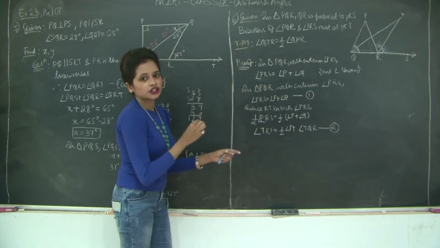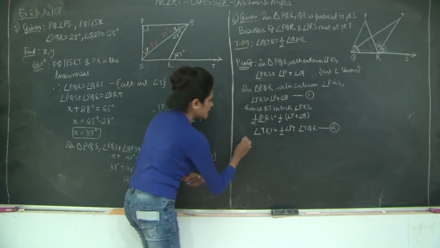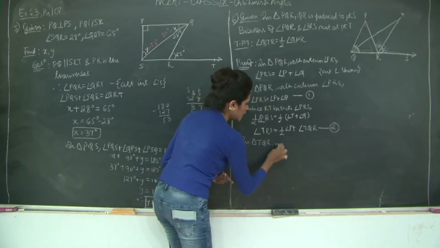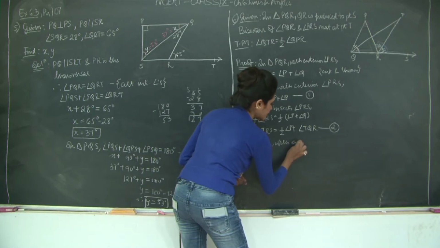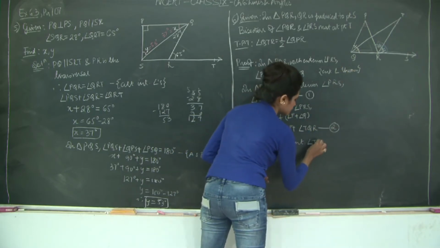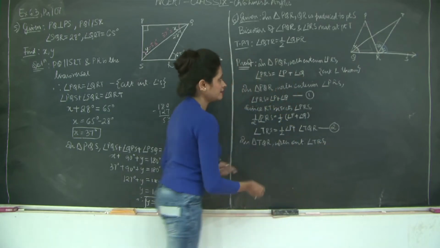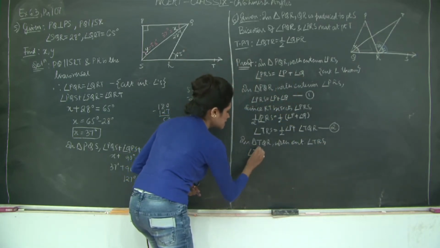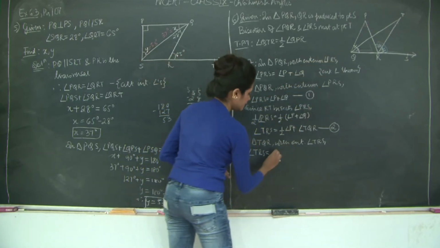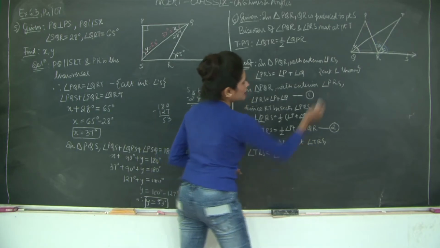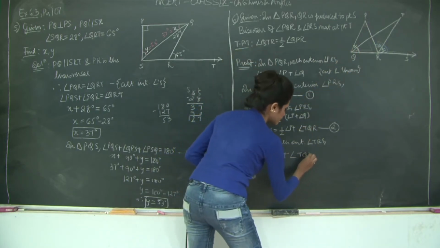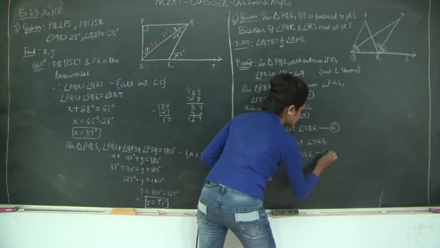Now let's check for triangle TQR. So I'll say in triangle TQR with exterior angle, what is my exterior angle? TRS. What do I have? Angle TRS is the sum of opposite interior angles, which is going to be angle T plus angle TQR, correct? And I'll mark this as 3.